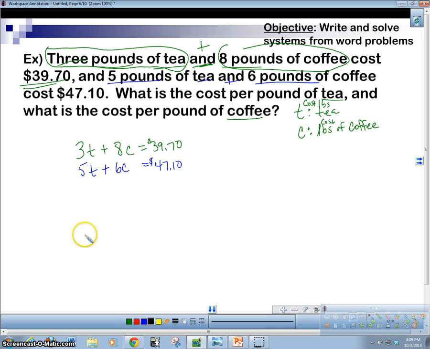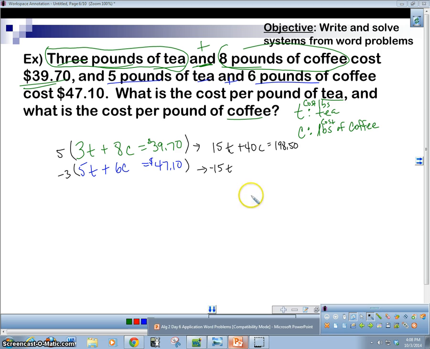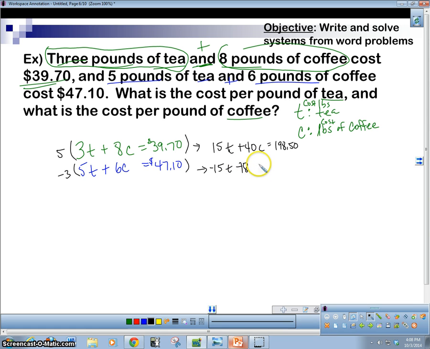So I'm going to quickly solve that. Hopefully you've tried this; pause it right now and try to solve this. I would use a calculator here if I were you. Some of you don't want to use a calculator, that's fine. I'm going to use a calculator. So I'm going to get 15t plus 40c equals 198.50, and negative 15t minus 18c equals negative 141.30. Eliminate and get 22c equals 57.20.